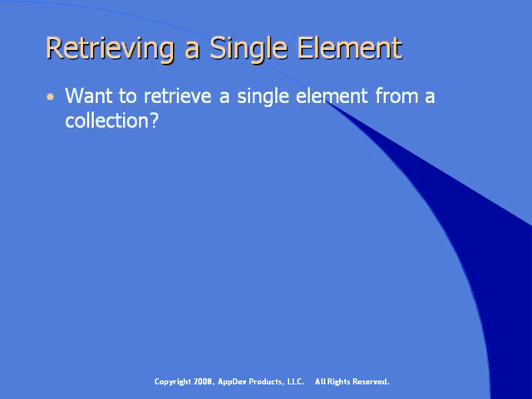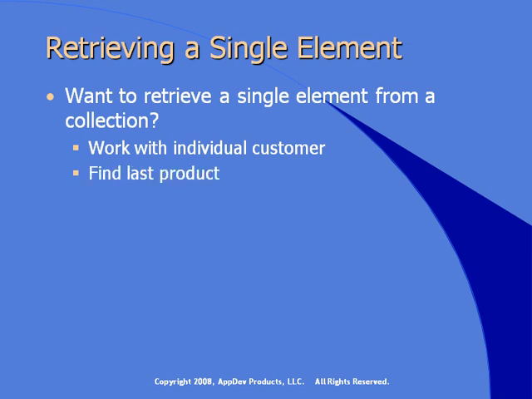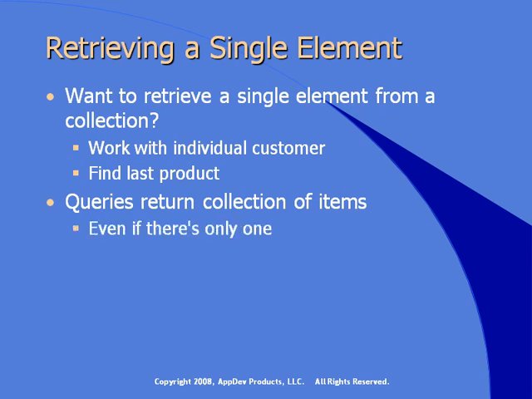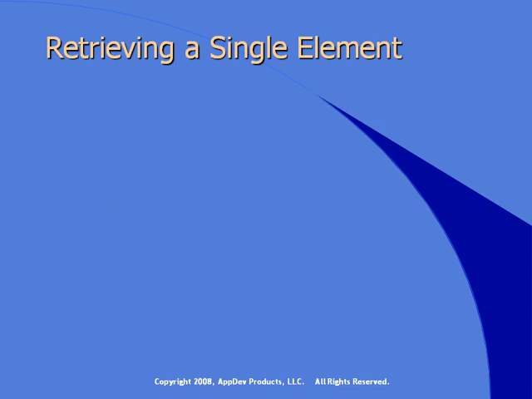What if you want to retrieve a single element from a collection? Perhaps you want to work with an individual customer or find the last product in a sorted list of products. Queries generally return a collection of items, not a single item. Even if there's only one in the collection, it is a collection, not a single item. To retrieve a specific item, you'd have to iterate through that collection. Even if you know there's only one, that seems like extra effort. The answer is to use one of 8 different extension methods.